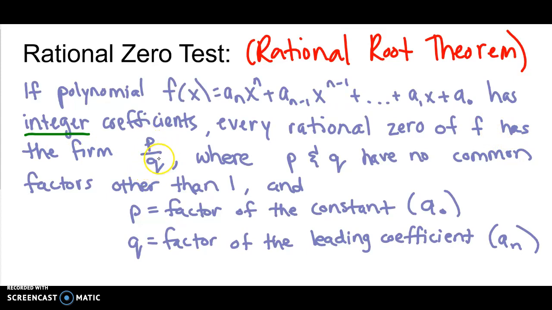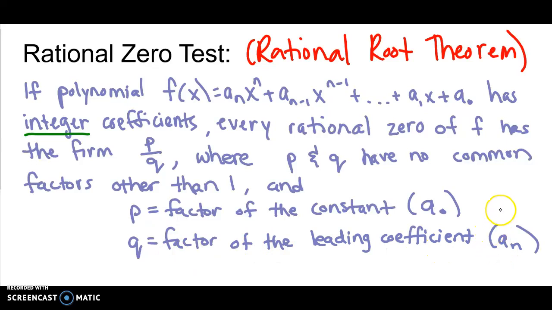So two things. You're probably wondering what p over q are, but I just want to remind us what rational numbers are. Rational numbers are numbers that can be written as fractions. So for example, 4 is rational because that's 4 over 1. 3/2 is rational, even negative rationals. But it can be written in the form p over q, where p and q have no common factors other than 1, and p is a factor of the constant, and q is a factor of the lead coefficient.